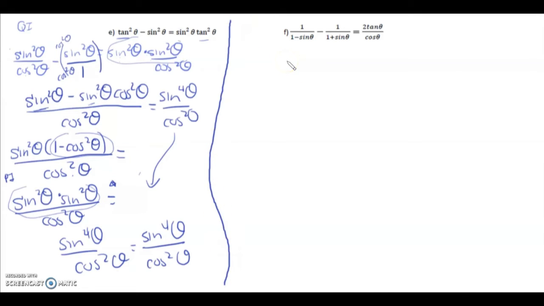Okay, F. So I see 1 over 1 minus sine theta minus 1 over 1 plus sine theta. And if you think about it, even though they're subtraction, I automatically think in my head, okay, these are like the components of difference of squares. Then I have 2 tan theta over cos theta. So what I'm going to do here is find a common denominator. My common denominator is going to be (1 minus sine theta)(1 plus sine theta).